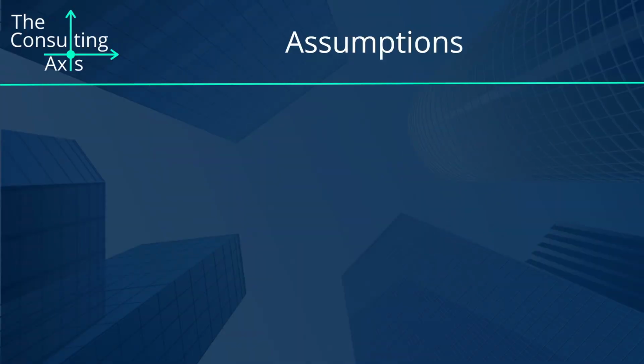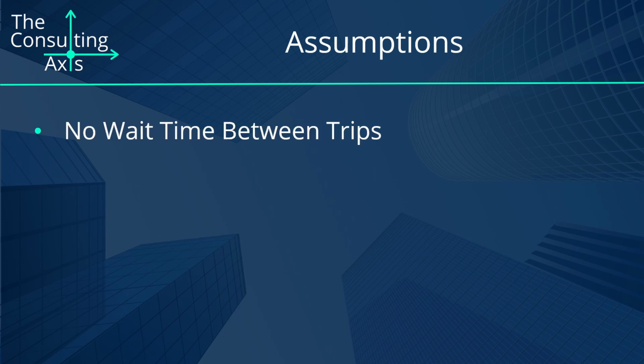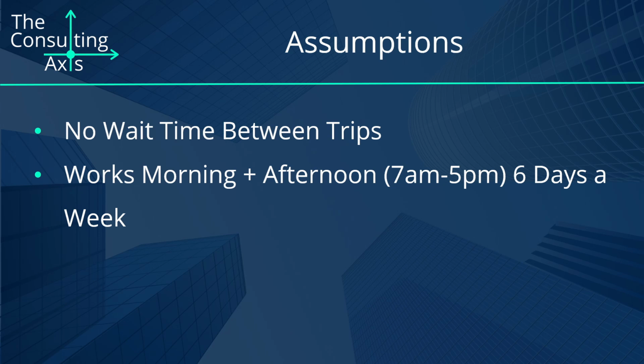Now, I actually don't think that there are lots of clarifying questions to ask for this question. It's pretty clear, but I do want to make a few assumptions. Firstly, that there are no wait times between trips, meaning that as soon as one trip is finished, another one starts. And secondly, the individual that I'm analysing in terms of their revenue per year works mornings and afternoons, 6 days a week, from 7 AM to 5 PM.